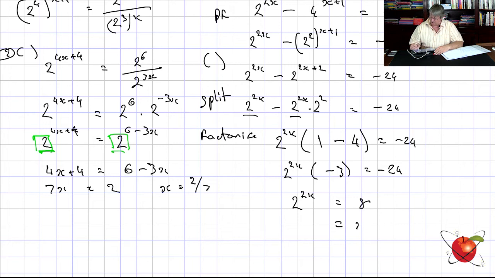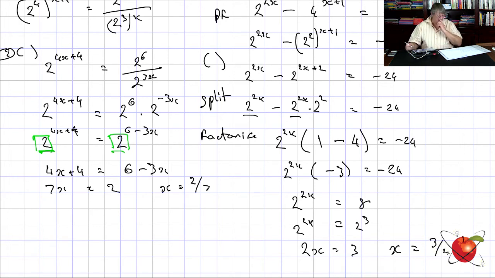That's a simple, straightforward 2 to the power of 3. So therefore 2 to the power of 2x equals 2 to the power of 3. Drop the bases now. 2x equals 3. Therefore x is going to be equal to 3 over 2. And you can back substitute in to find the answer to that one.